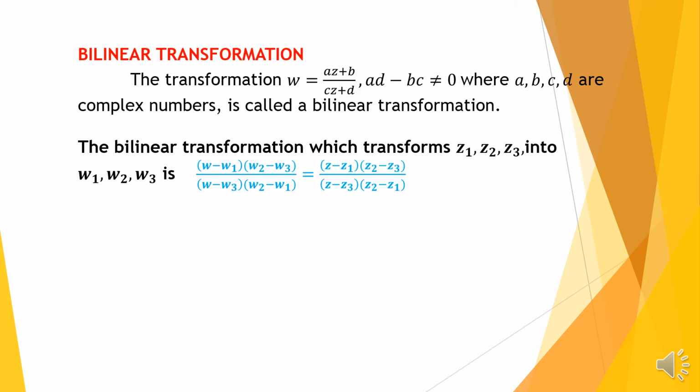Now the formula for bilinear transformation. The bilinear transformation which transforms z1, z2, z3 into w1, w2, w3 is (w - w1)(w2 - w3) / ((w - w3)(w2 - w1)) = (z - z1)(z2 - z3) / ((z - z3)(z2 - z1)).